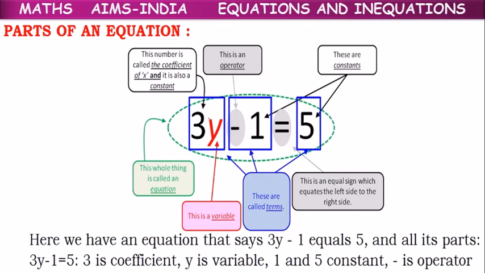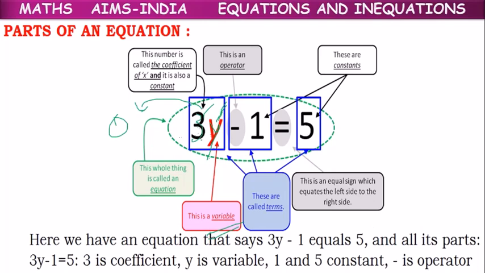In the terms, each term can contain constants like 3 and variables like y. So here 3y is a single term, which is a combination of the constant 3 and y, which is a variable. Y is a variable, which means it is open for any value. But in this equation, y is open for the value which makes this equation true.